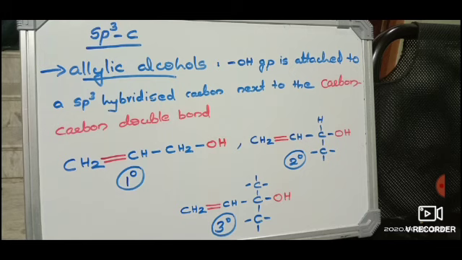If OH group is attached to a carbon having two hydrogen atoms, CH2 group attached, it is primary. If that OH group is attached to a carbon having only one hydrogen atom, it is a secondary one. And if that OH group is attached to a carbon without any hydrogen atom, it is tertiary allylic alcohol.